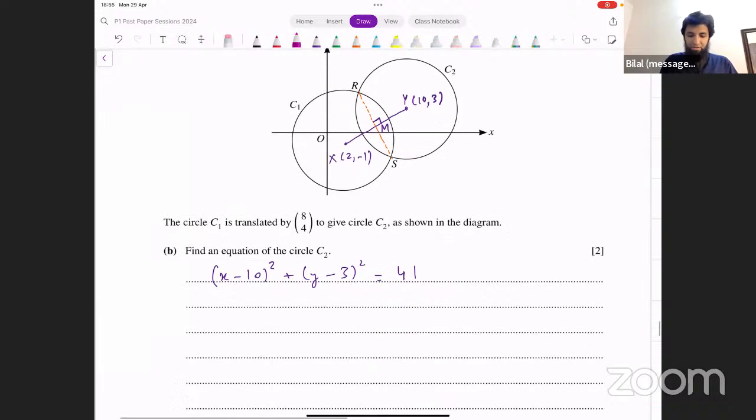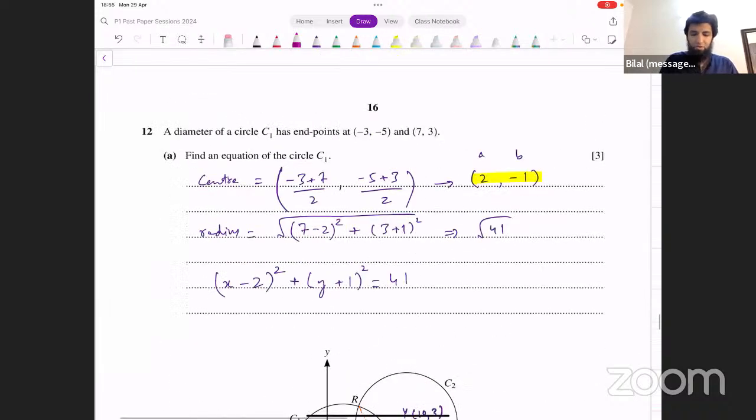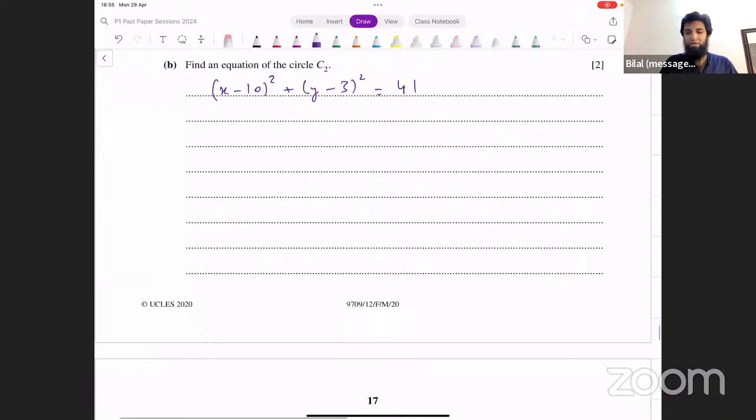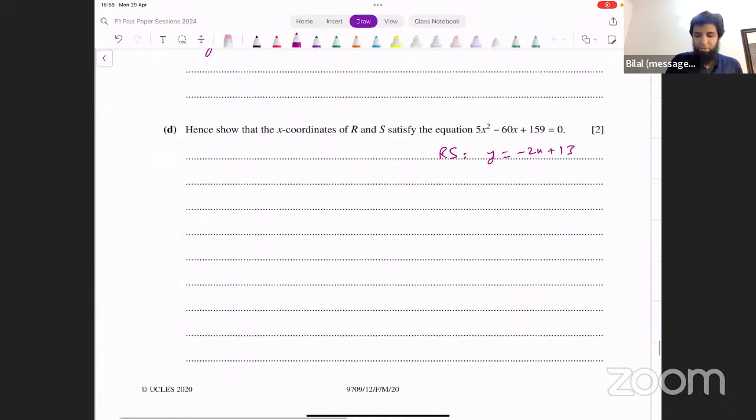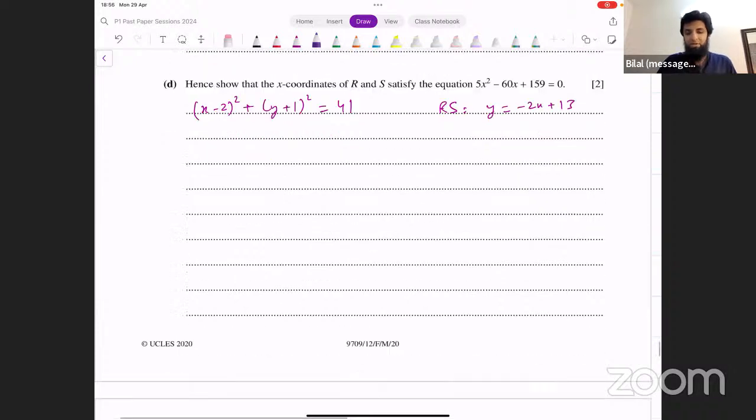Let's take this first circle, which was x minus 2 whole squared plus y plus 1 whole squared equals 41. Write that here. You could take the other circle as well. It won't matter. You'll get the same equation from that as well. And now you solve these two simultaneously because R and S are also supposed to be points of intersection of these two graphs, these two functions.